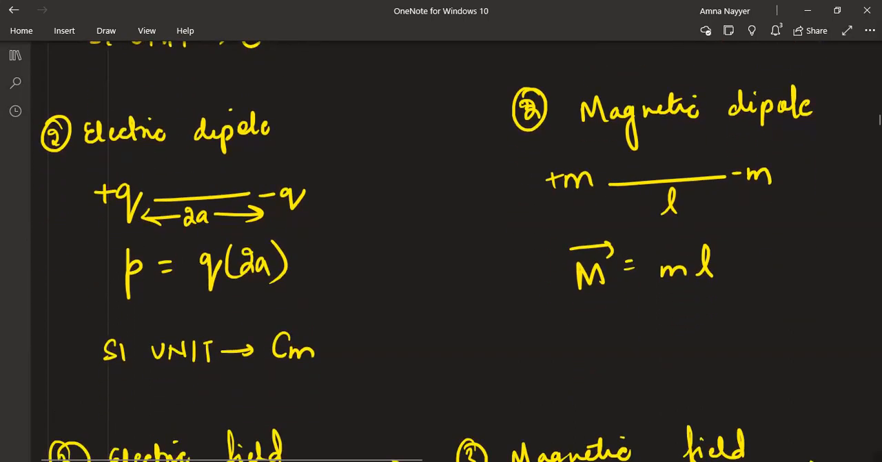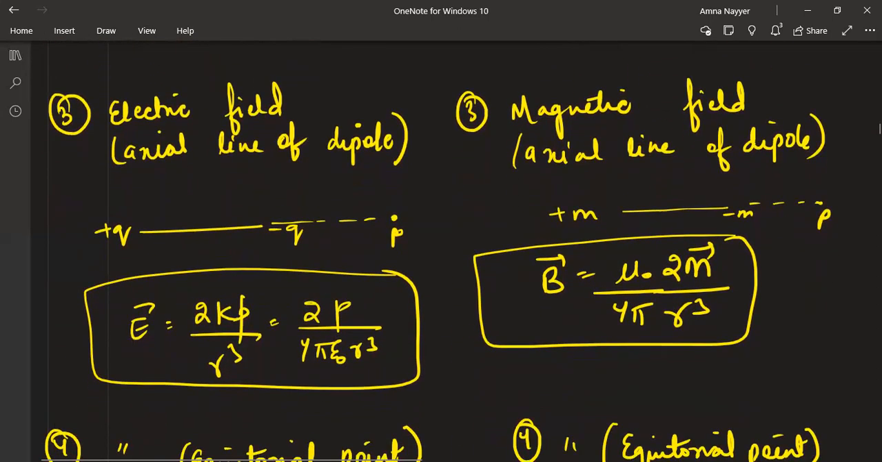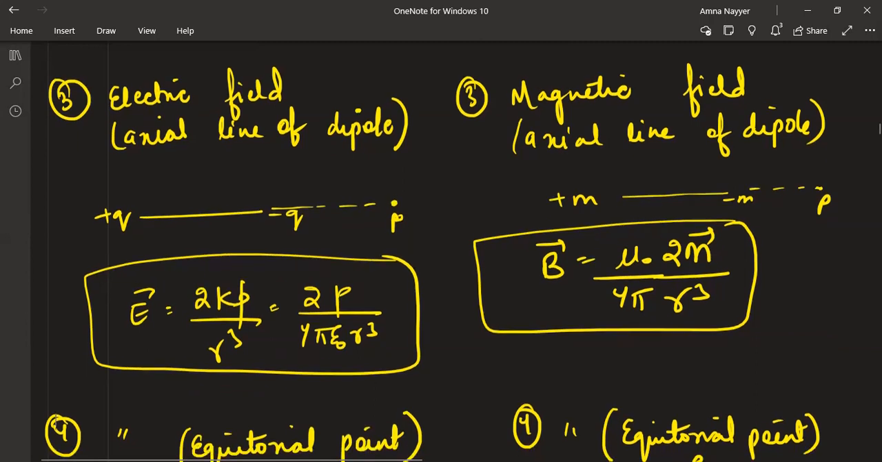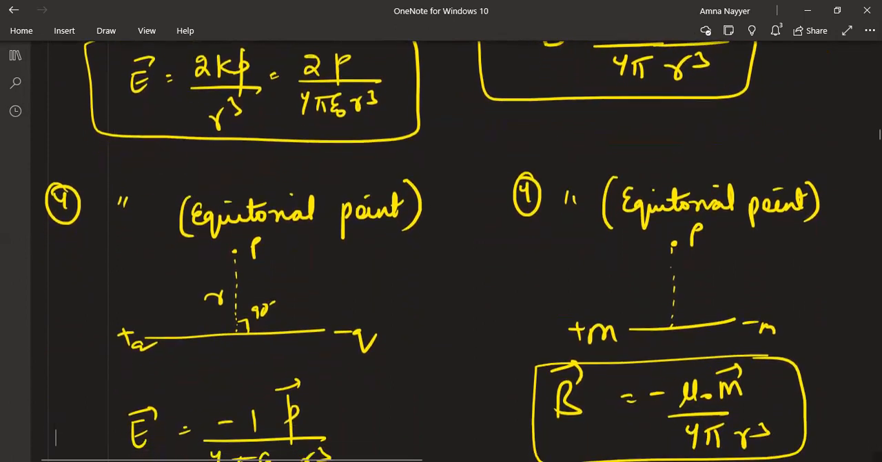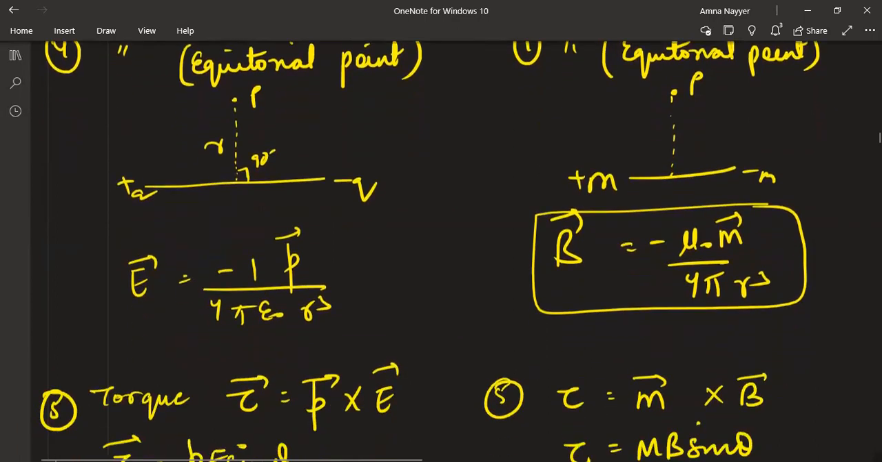This was the electric dipole we had discussed. Now the axial field of the dipole. The formula of the axial electric field is 2kp by r cube. So directly use 2kp by r cube, no need to use the other formula if it is not mentioned or no related information is given. Otherwise, directly use 2kp by r cube. Here in magnetics, it will become mu naught by 4 pi into 2M by r cube. For equatorial, it will become minus kp by r cube. In magnetostatics, it will become minus km by r cube.